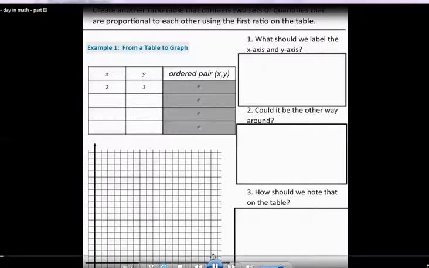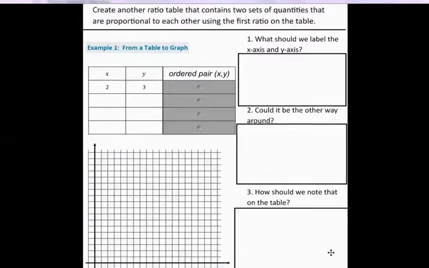For example, we're asked to create another ratio table that contains two sets of quantities that are proportional to each other using the first ratio in the table. So if we look at the ratios that are given in the table, x is 2 and y is 3. If we want to come up with quantities that are proportional, the easiest way would be to find something that's a multiple of 2 and a multiple of 3.